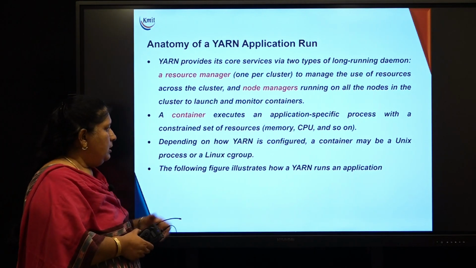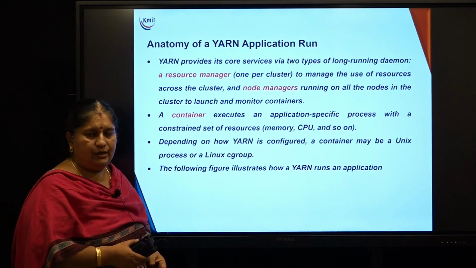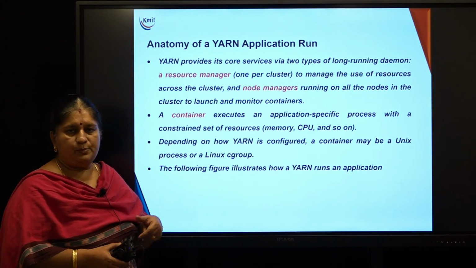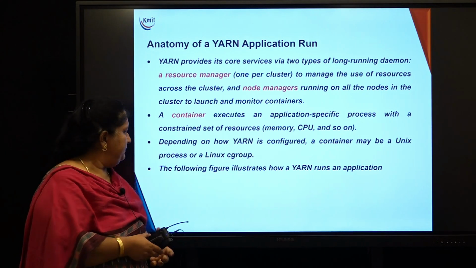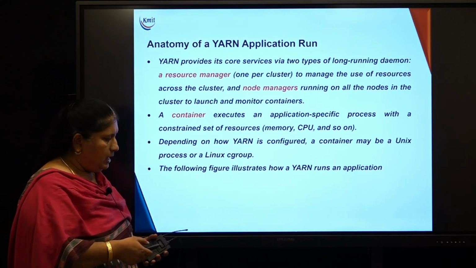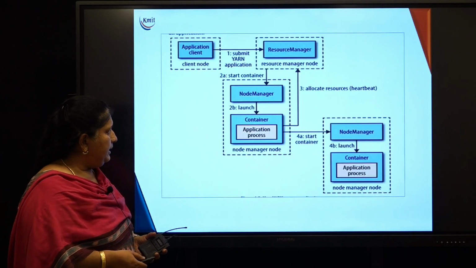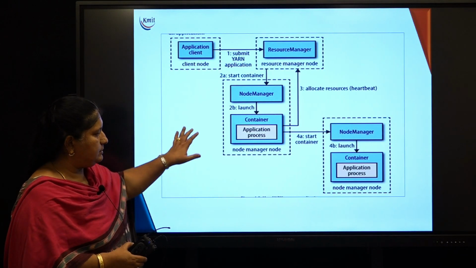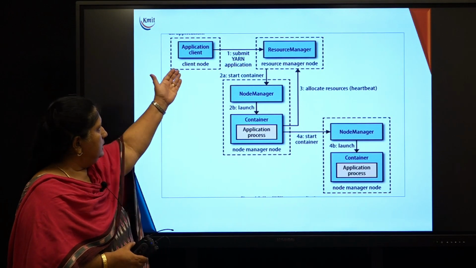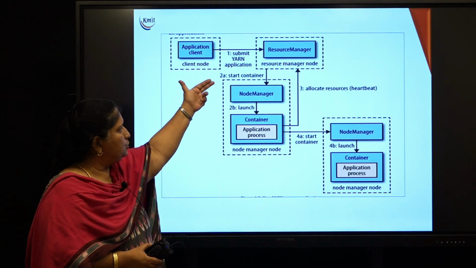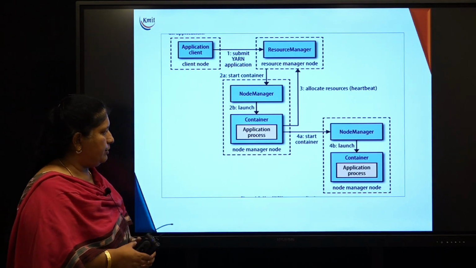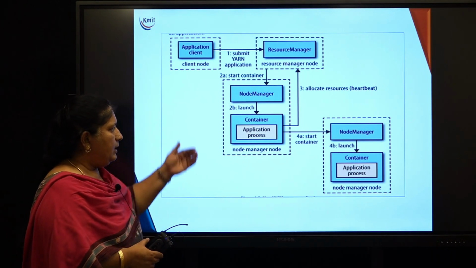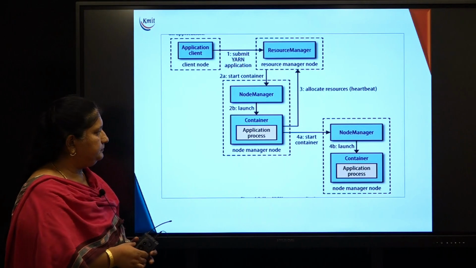Depending on how YARN is configured, a container can be a Unix process or a Linux cgroup, which stands for control group. Now, in the following figure, you can see how YARN runs an application. Try to remember this diagram. I will show the steps: what is 1, what is 2A, what is 2B, what is 3, and what is 4, 4A and 4B. I will talk about these steps.